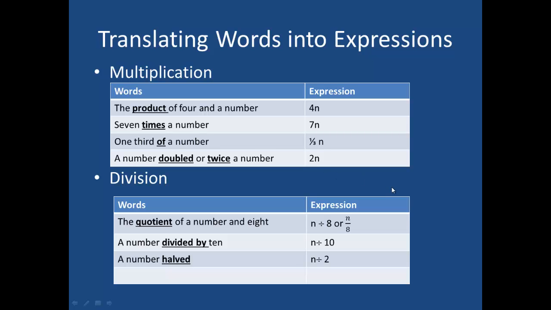Division is not commutative. Like subtraction, the order is very important. If I have the quotient of a number and 8, I start with a number and divide by 8. You can write this using the division symbol, or you can write it as a fraction, because n over 8 means n divided by 8. A number divided by 10 is n divided by 10, and a number halved would be n divided by 2. That could also be written as a fraction n over 2.